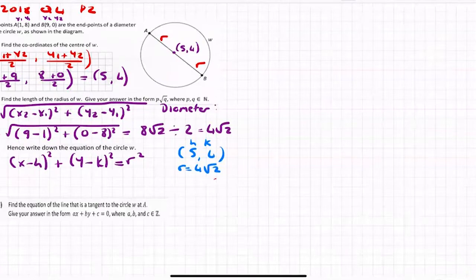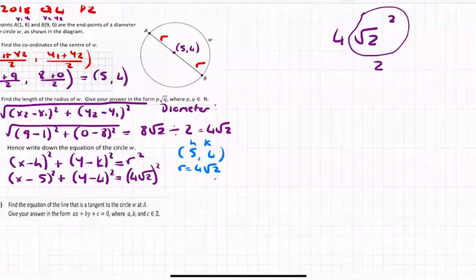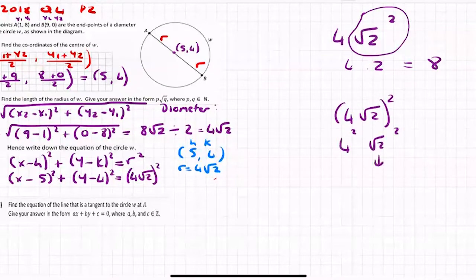Okay, and you fill them in. x stays x like it does in any other equation. So (x − 5)² + (y − 4)² = (4√2)². Why is that in a bracket? Well, if you wrote that down without it, your calculator squares just the root 2 part, and root 2 squared is 2, multiplied by the 4 to give you 8. But 4√2 squared like that means the 4 is squared and the root 2 is squared. So you'll still get 2 for one, but you'll get 16 for the other, so you'll get 32. So be careful.